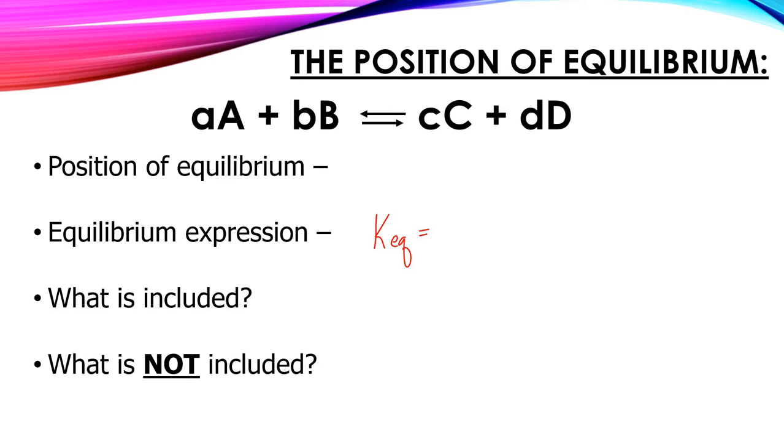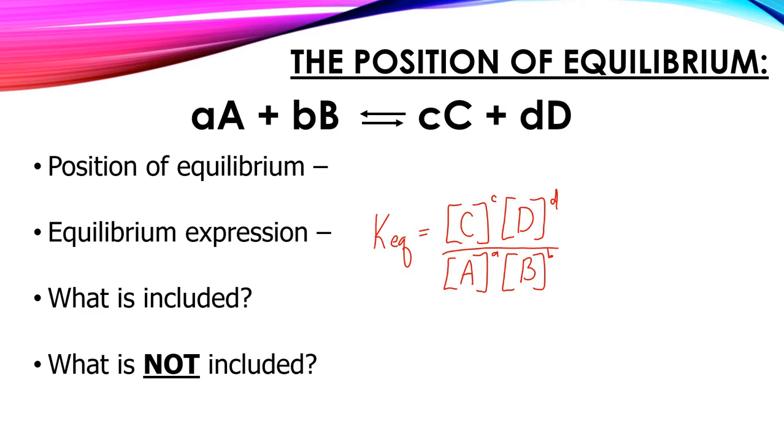You always take the products over the reactants. So I'm going to take my products, and the small letters represent the coefficients. So I would say my concentration of C to the power of little c times the concentration of D to the power of little d, divided by my reactants, the concentration of A to the little a times the concentration of B to the power of little b. That's what we call an equilibrium expression.